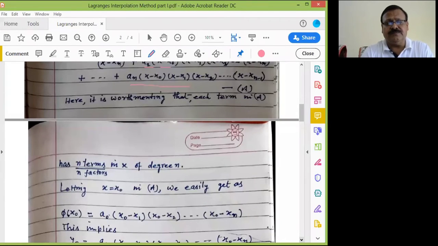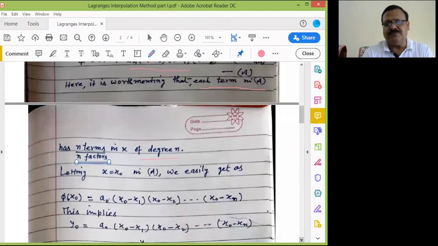There is one note here. Each term in A has n factors, not n terms. Each term has n factors of degree n. We have already discussed this very point. Let us come to the next point.